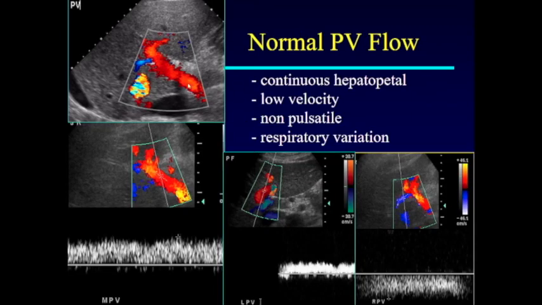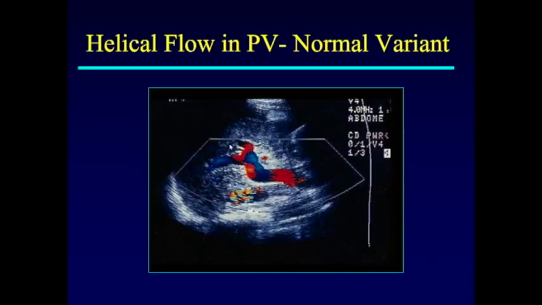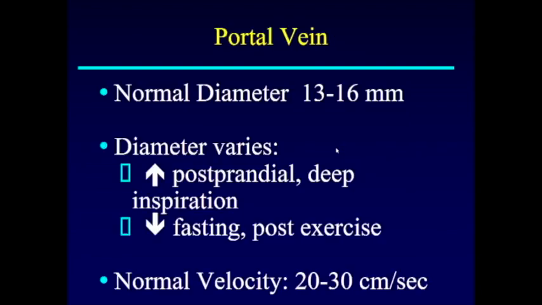So here you have the normal main portal vein as it goes into the liver. It is hepatopetal with continuous forward flow, low velocity, non-pulsatile, and there are changes with respiratory variation. The left portal vein is also antegrade in flow, displayed above the baseline, and then the right portal vein dives deep into the right lobe, and therefore you have the flow displayed below baseline. This is what you sometimes can see. This looks like a yin-yang type appearance in the portal vein. That's the helical flow. That's a normal variant.